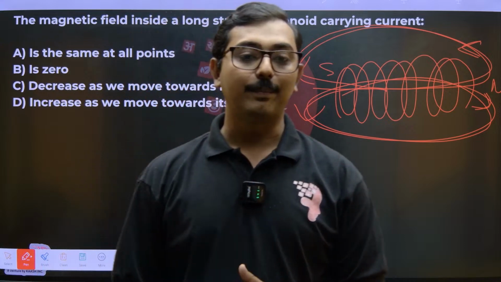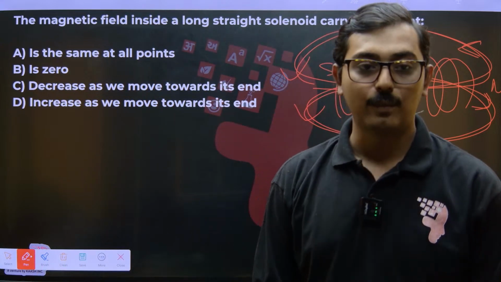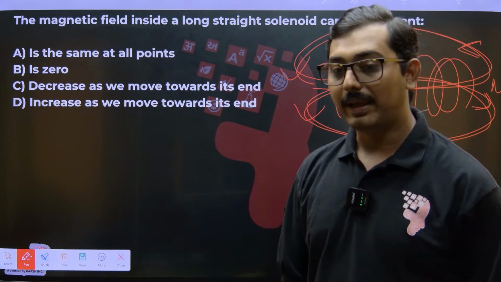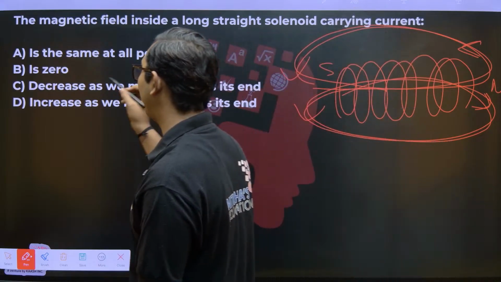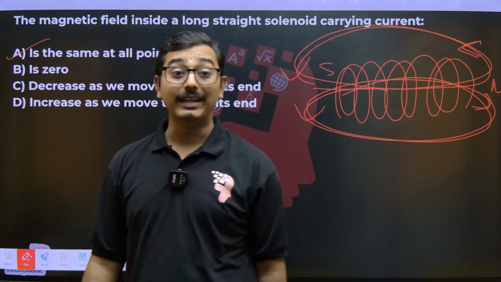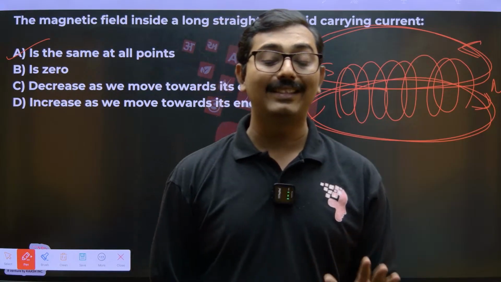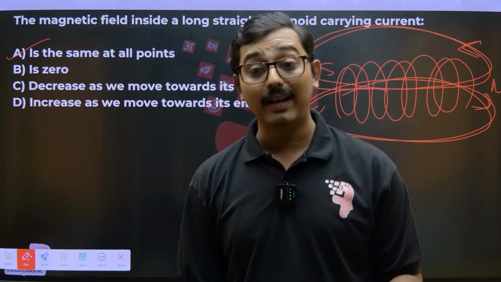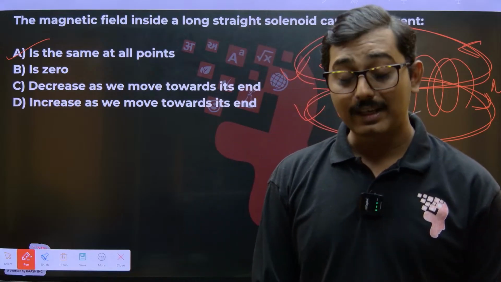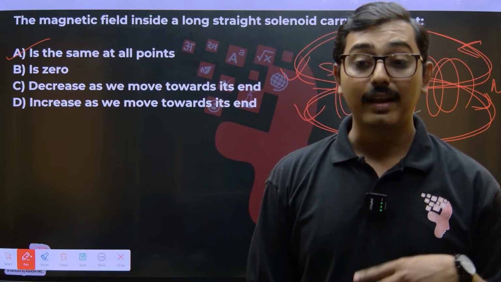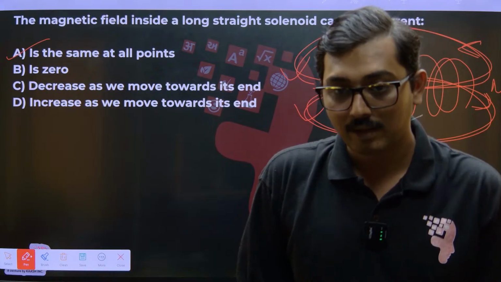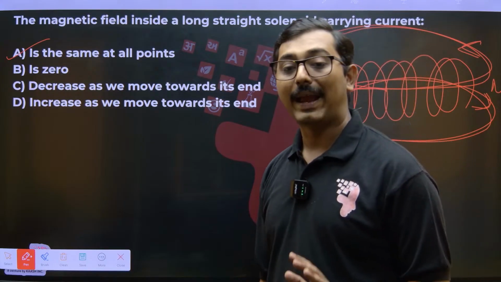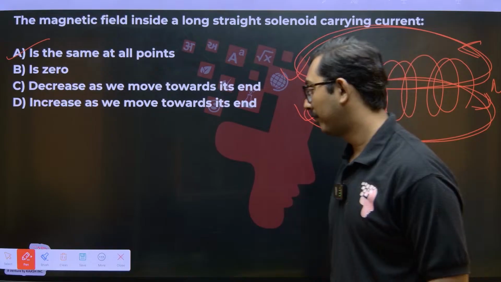So from this particular diagram, from this particular observation, what do you say? It remains constant. It is the same at all points. A solenoid acts as a bar magnet. When current is passed through the solenoid, it acts as a bar magnet.